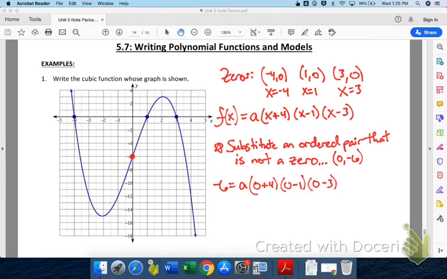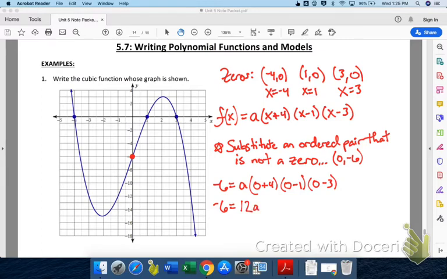So you can see here how that substitutes in. And now it's just a matter of doing good order of operations. We've got three things in parentheses that need to be added and subtracted, and then all three of those values are going to need to be multiplied together. So what I end up with here is a times 4 times -1 times -3. That ends up coming out to a +12a.